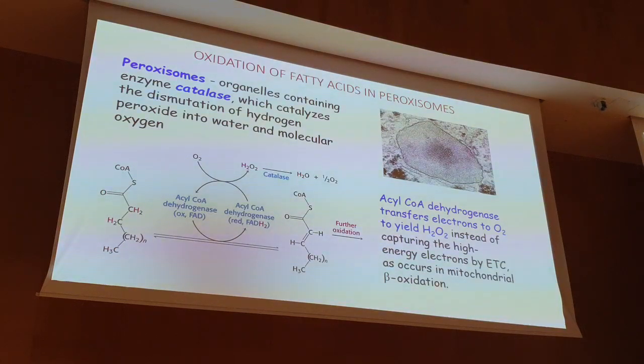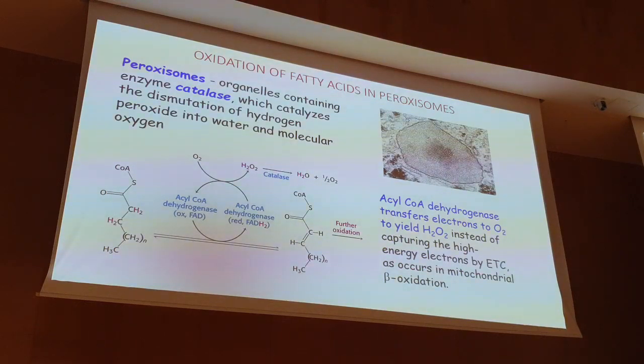Okay? And then there is an acyl-CoA dehydrogenase that transfers electrons. When it takes the electrons, remember we transferred onto FAD and NAD, remember those? But this particular one transfers the electrons onto oxygen, turns it into H2O2, and then the catalase will break down the H2O2. But at least you're breaking down the long-chain fatty acids.